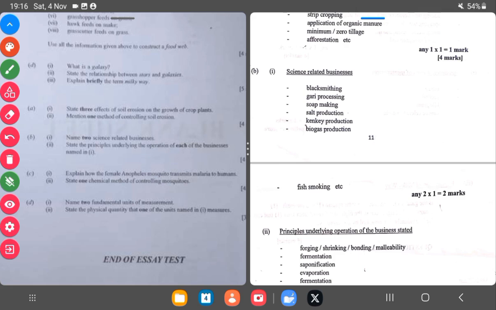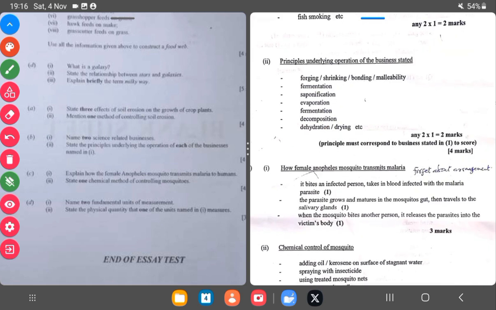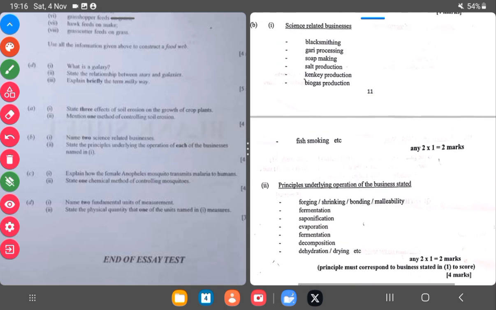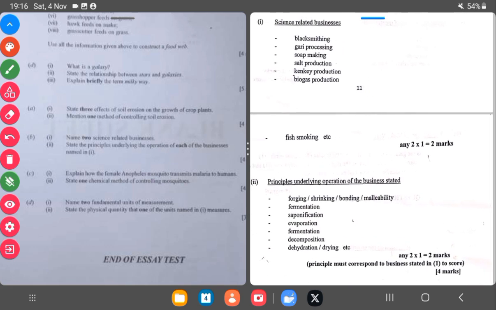The next question is asking to name 2 science related businesses. So science related businesses are blacksmithing, gari processing, soap making, salt production, kenkey production, fish smoking. All these are science related businesses. Then the principles that underlie them. So we have shrinking or bonding or malleability for blacksmithing, gari processing, we have fermentation, soap making, we have saponification, salt production, we have evaporation, kenkey production, we have fermentation, then biogas production, we have decomposition, and then fish smoking, we have dehydration or drying.